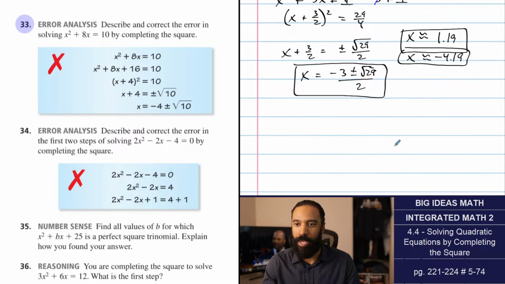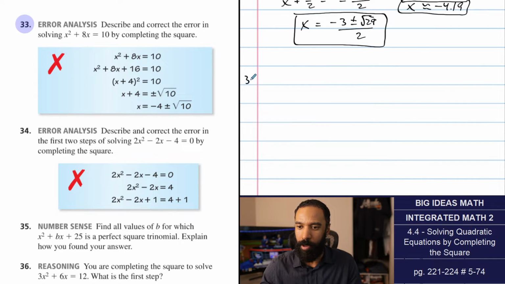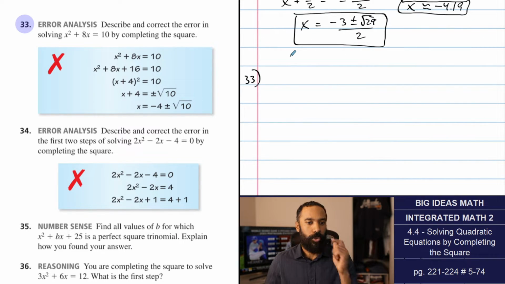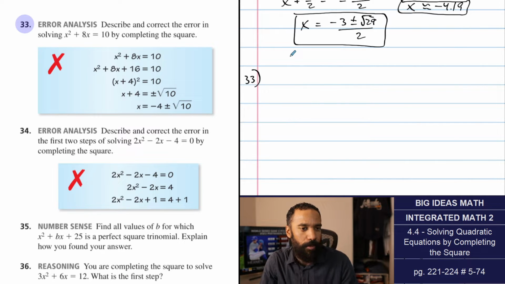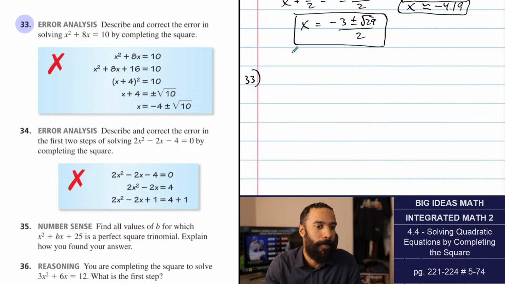Numbers 33 and 34, we hit our error analysis, which probably means word problems are coming up after this. So, describe and correct the error in solving x squared plus 8x plus 10 by completing the square. Let me guess what they'll do. I have no idea. They might square something wrong. They haven't shown us that. They might not add 16 to both sides. I don't know. Let's see what they do.